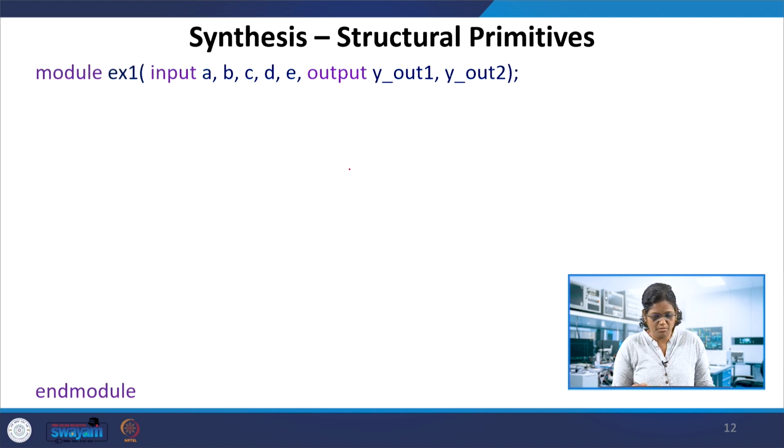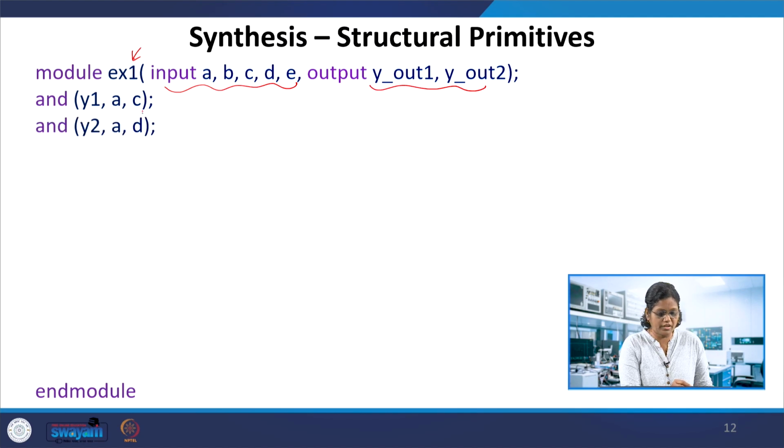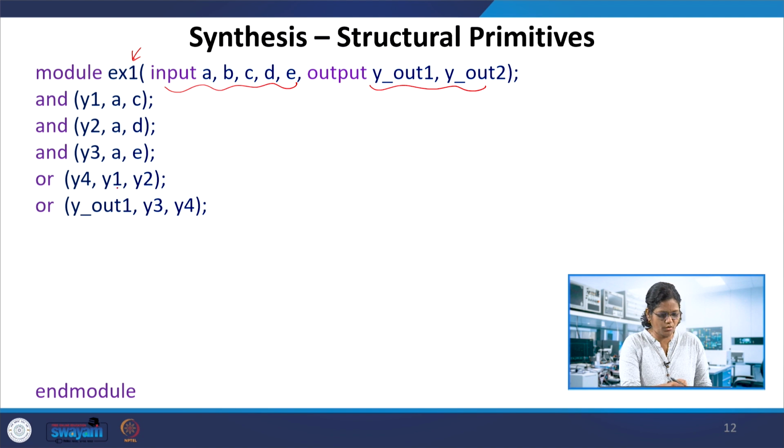Let us see one example of a structural description, then some assign statements, and also the level-sensitive behavior. Here is the module name. We have inputs A, B, C, D, E, 5 inputs and 2 outputs. There is an AND gate instantiated, y1 (a, c), y2 (a, d), and then y3 (a, e). Then comes the OR gate y4, which takes y1 and y2 as inputs. So y1, y2, y3 are internal, and y4 and yout1 are outputs. Similarly, yout1 is the output, with y3 and y4 as inputs to the OR gate.